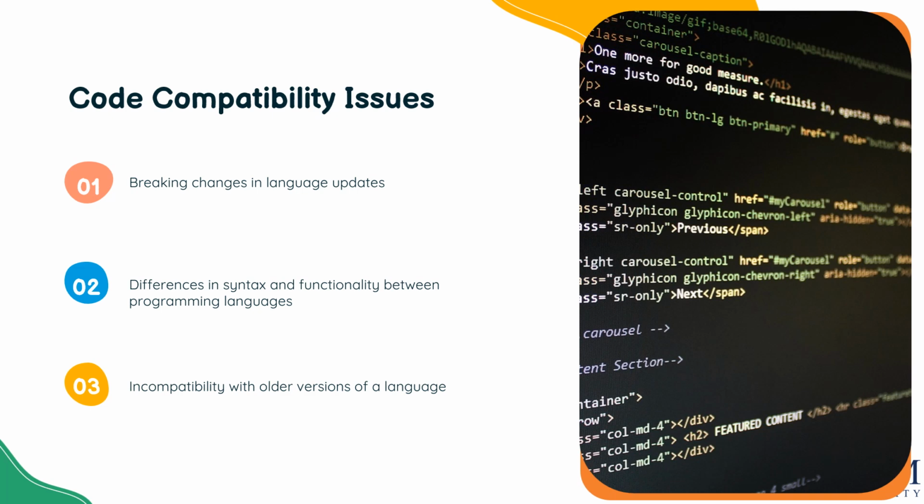These code compatibility issues occur when software or hardware components are not designed to work well with each other or with the operating system. They also occur due to differences in syntax and functionality between programming languages, or incompatibility with older versions of a language.